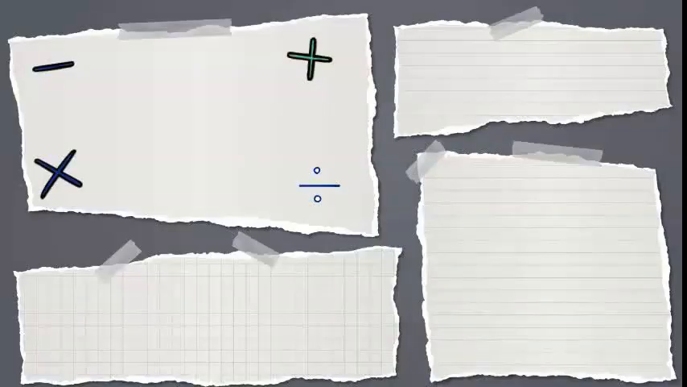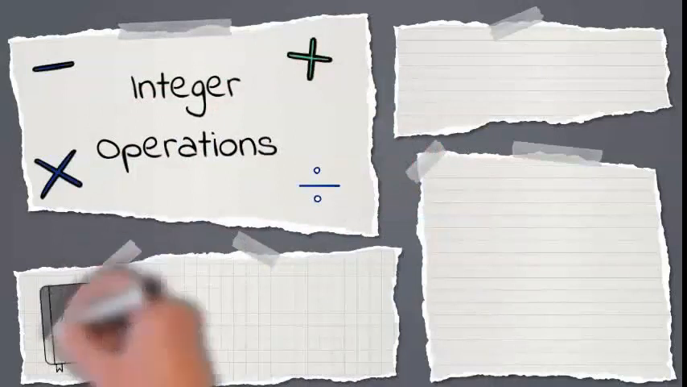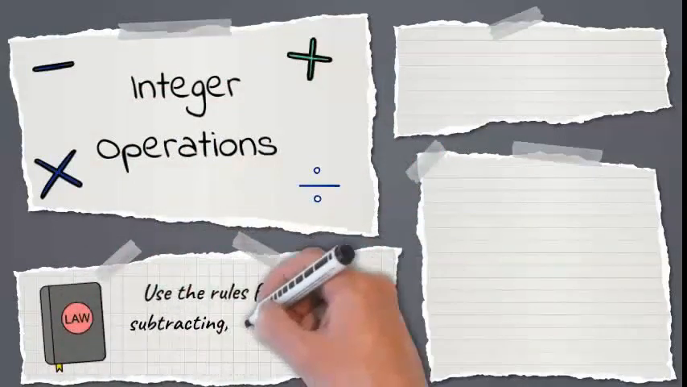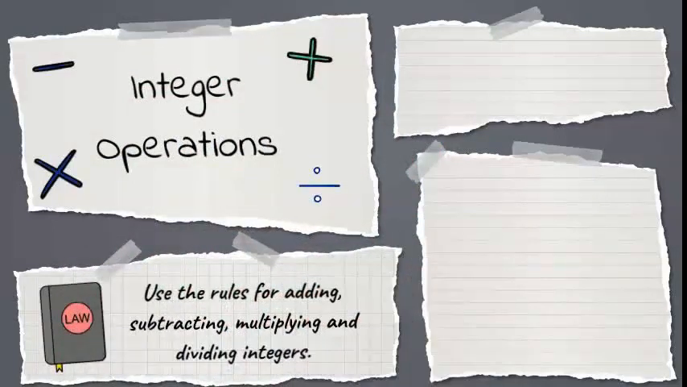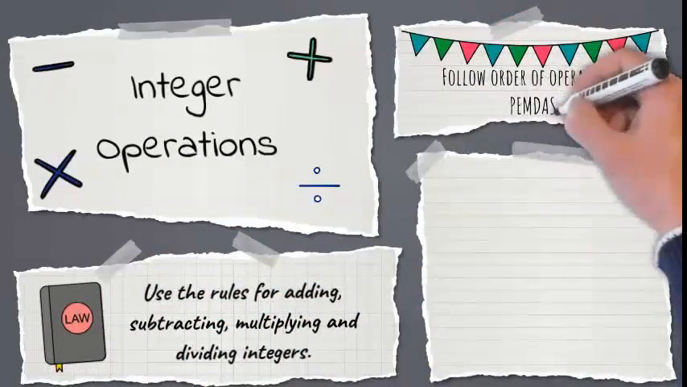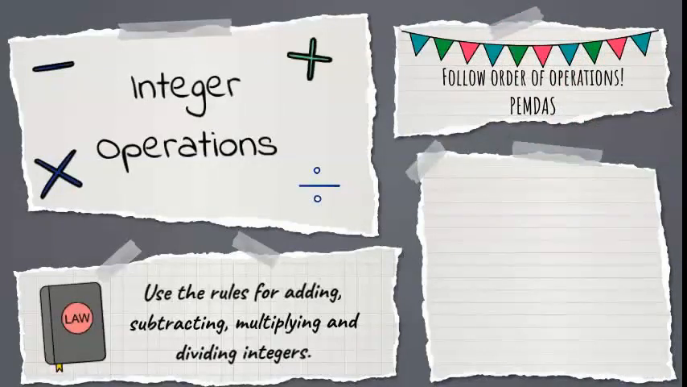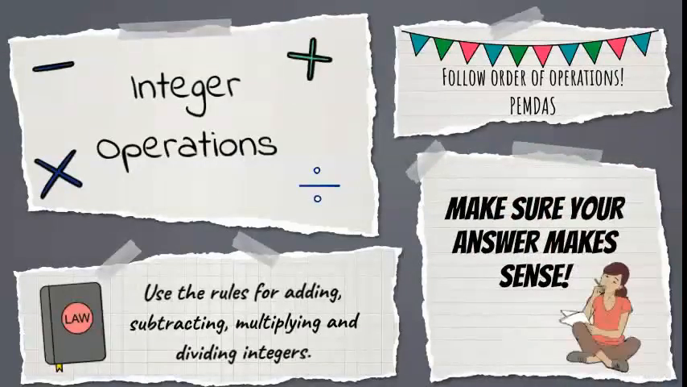And that, my friends, is how to perform integer operations. Remember to use the rules for adding, subtracting, multiplying, and dividing integers. As long as you're following the rules, you can't go wrong. And always follow order of operations, PEMDAS. Lastly, as you should with any problem in math, after you get an answer, it helps to check to make sure your answer makes sense. Catching answers that seem ridiculous will help catch some mistakes.